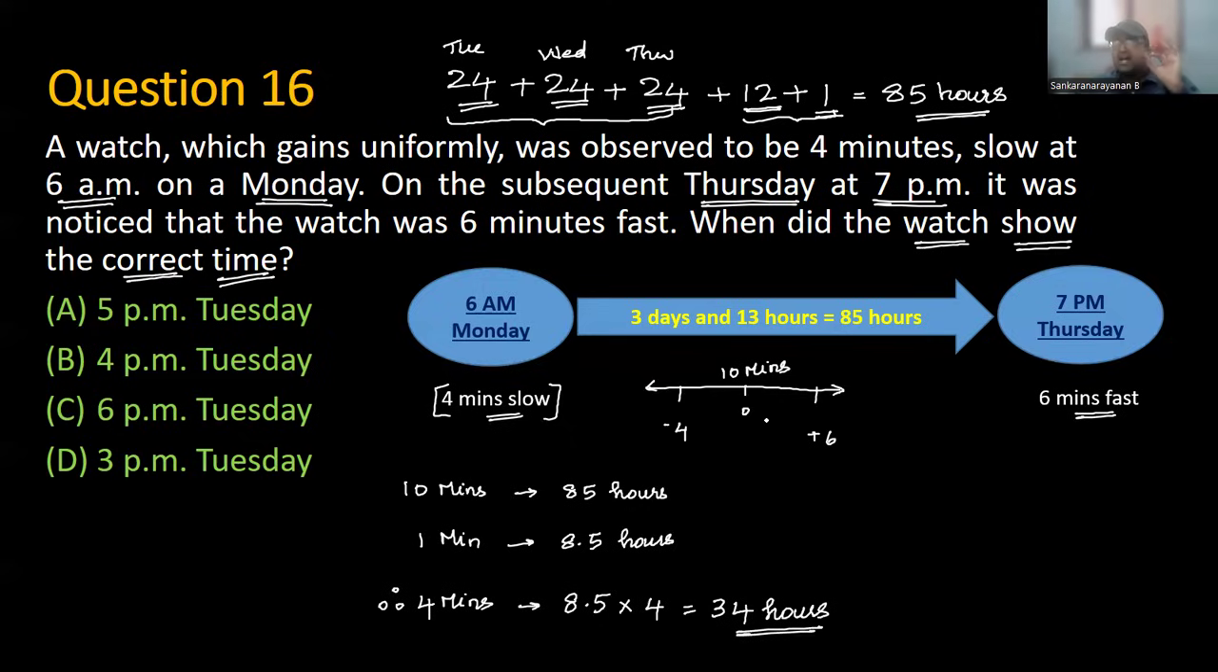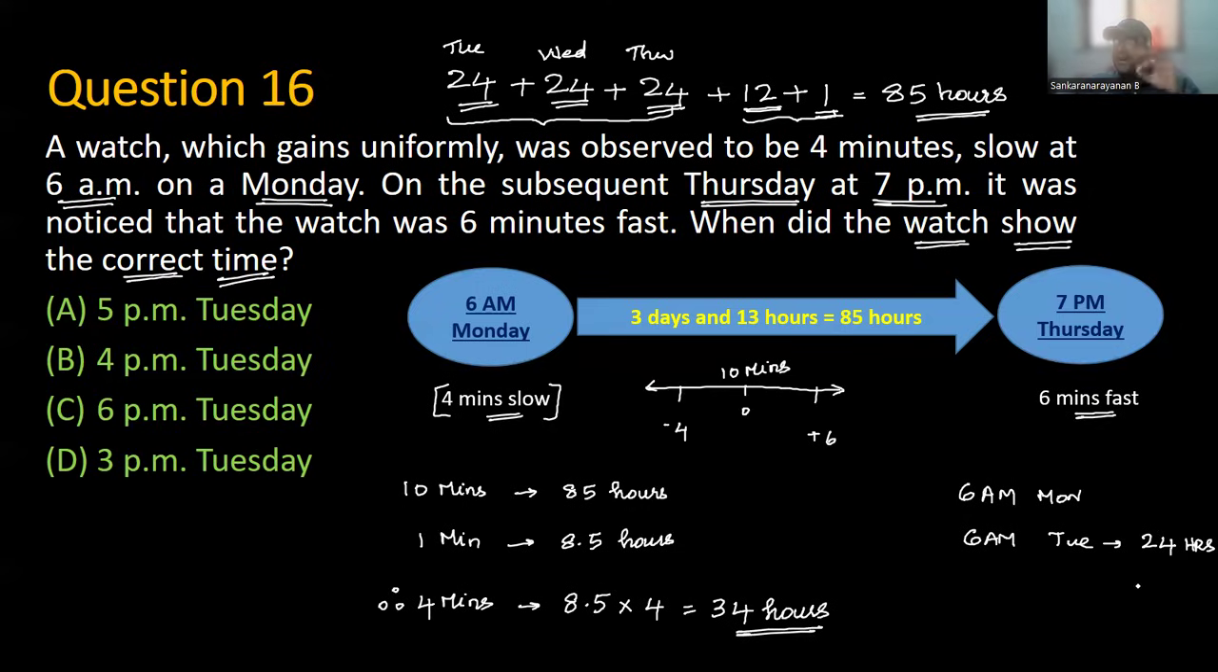So starting from 6 a.m. Monday, exactly 34 hours later, this watch would have shown the correct time. So we can consider 6 a.m. Monday to 6 a.m. Tuesday. It corresponds to 24 hours.